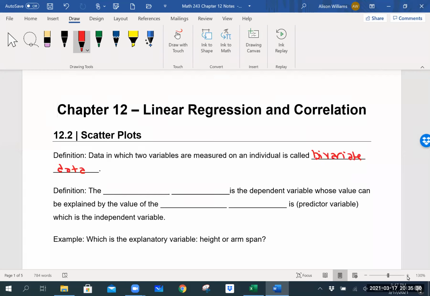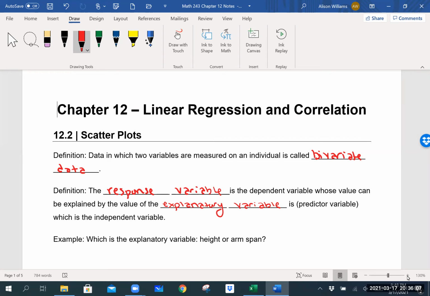That would be the explanatory variable and the response variable. So the response variable, that variable is the dependent variable, whose value can be explained by the explanatory variable, which we could also call a predictor variable. It's typically the independent variable, and you might remember that terminology, independent and dependent, back from algebra. So let's look at an example.